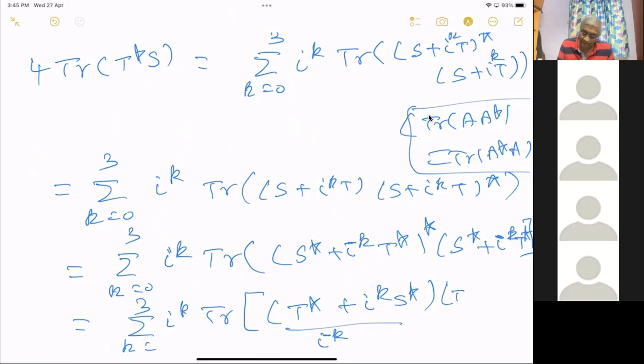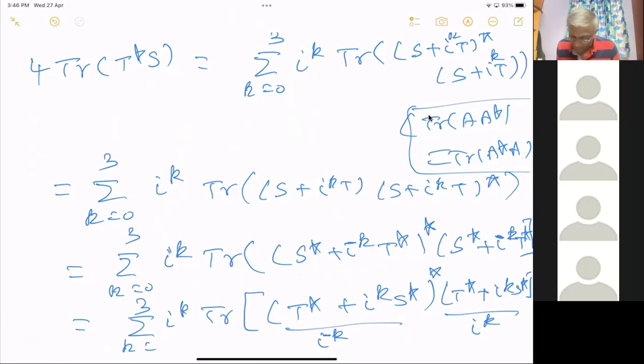T star plus I power K S star. The first term has also a star, a whole bracket star for the first term. Next line. So it is T star plus I power K S star, whole star. There is a star outside. I have only taken the I power K this side.